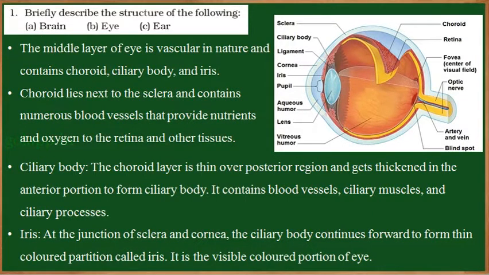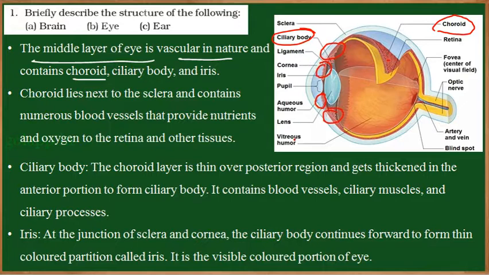Now the middle layer. The middle layer of the eye is vascular in nature. Vascular means it is supplied with blood vessels, and it is called choroid. So the second layer is called choroid. Now this layer includes the ciliary body in the front. So these are the ciliary body and iris. This part, the iris, which is the colored portion, all these are a part of the choroid layer. So the choroid layer includes the choroid, ciliary body and the iris.